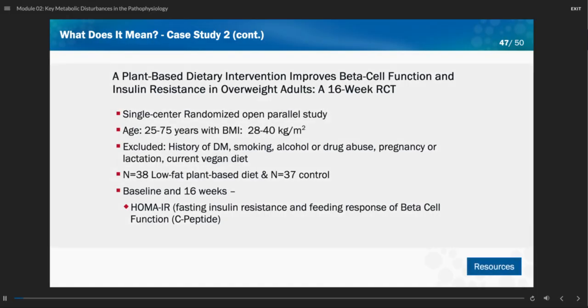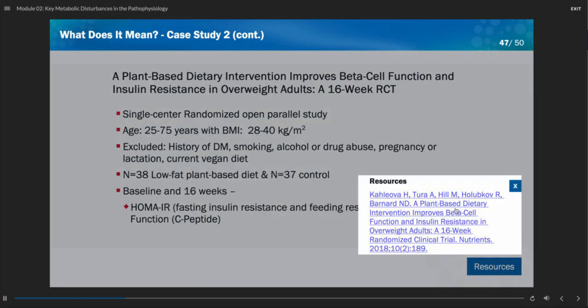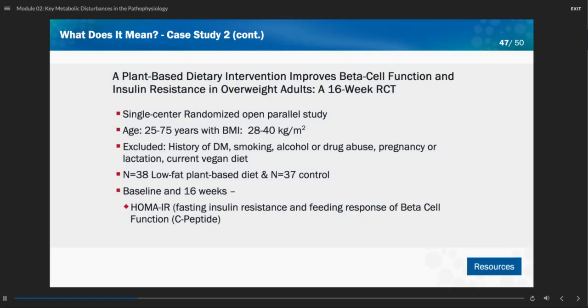This is a rather interesting study looking at a plant-based dietary intervention and its ability to improve beta cell function and insulin resistance in overweight adults. It is a 16-week randomized controlled trial and is worth looking at, relatively recently accomplished, demonstrating that we're actually improving the underlying processes in type 2 diabetes.